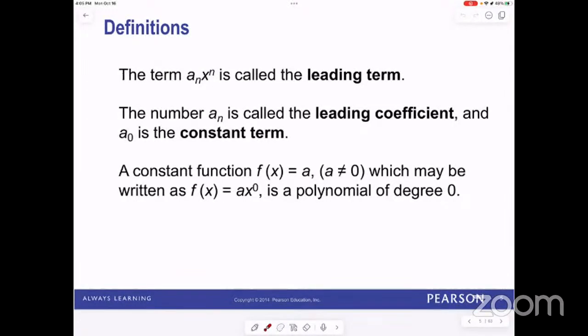So if we have f of x equals some non-zero constant, like f of x equals 2, f of x equals 7, or f of x equals 13, or a million, or whatever, we say this is a polynomial of degree 0 because it can be rewritten as that number times x to the power of 0. Keep in mind, x to the power of 0 is 1. 1 times anything is itself, right?